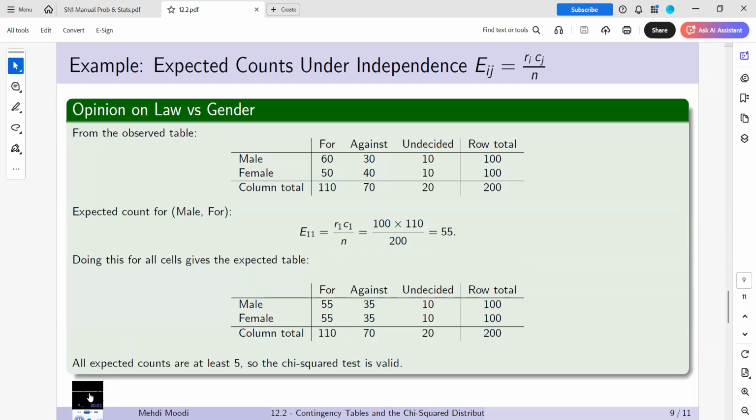Notice how the expected table is perfectly balanced. Both rows have the same pattern because independence says gender should not change the opinion percentages. The observed table is close but not identical. The chi-square test will now measure whether those gaps between observed and expected are small random wiggles or big enough to scream association.